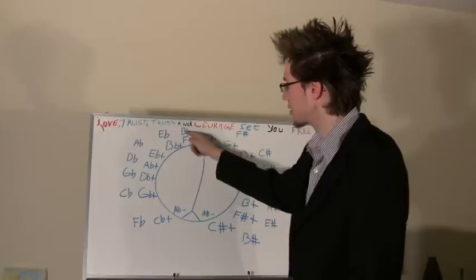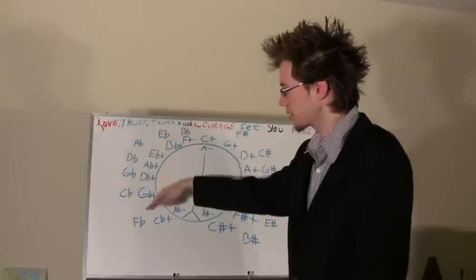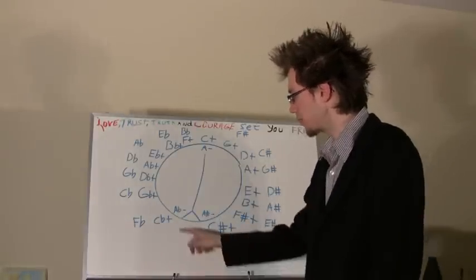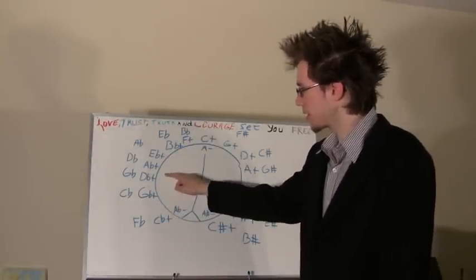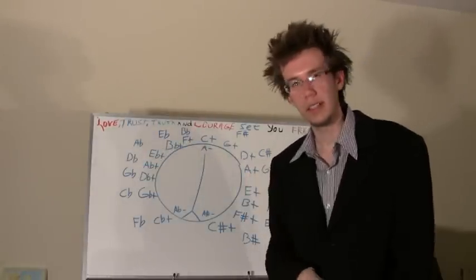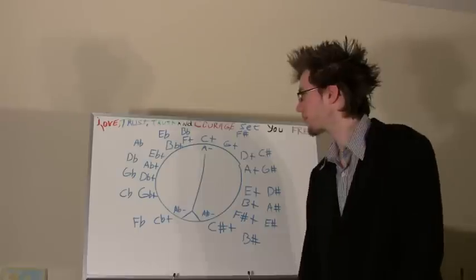Okay, so it's B, E, A, so it just goes battle ends and down goes Charles' father, all the way to the bottom. So C flat major has all those flats in it, D flat major has B, E, A, D, G. Okay, and this is how it's working.